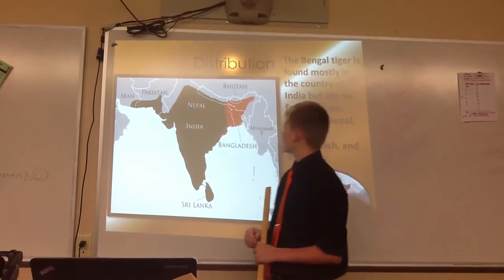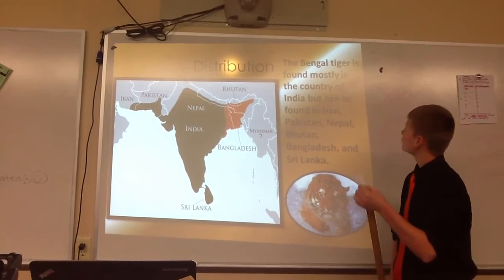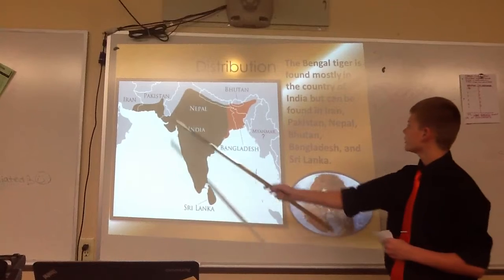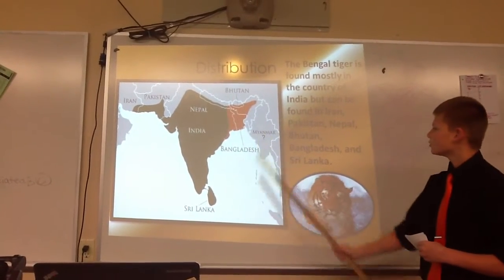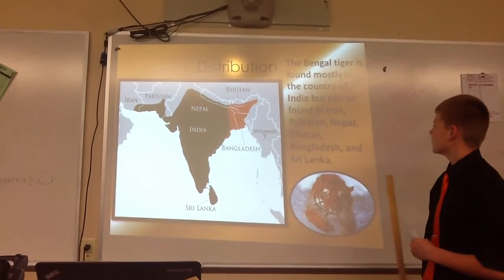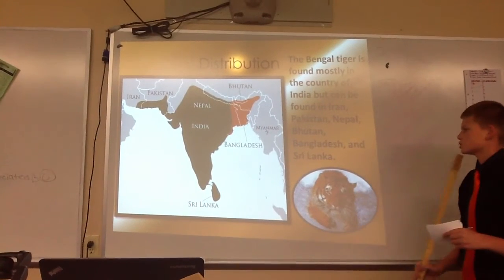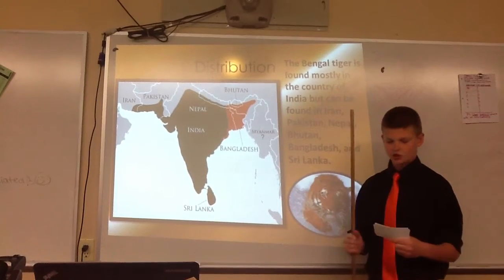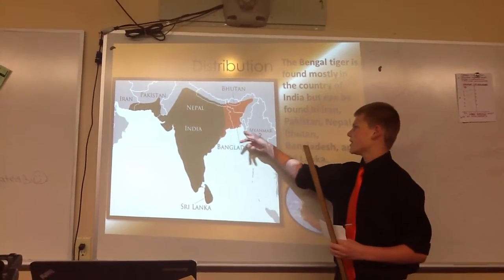Distribution. The Bengal tiger is found mostly in the country of India, but can also be found in Iran over here, Pakistan, Nepal, Bhutan, Bangladesh, and Sri Lanka. And there's also another place that I'll talk more about later, the Sundarbans, which is located in the Bay of Bengal.